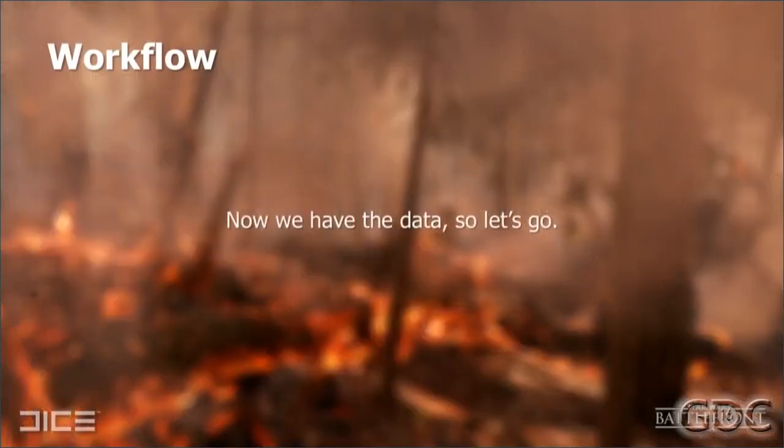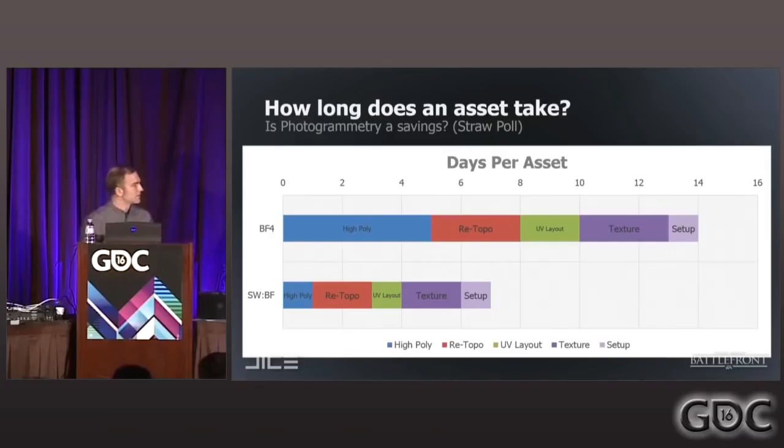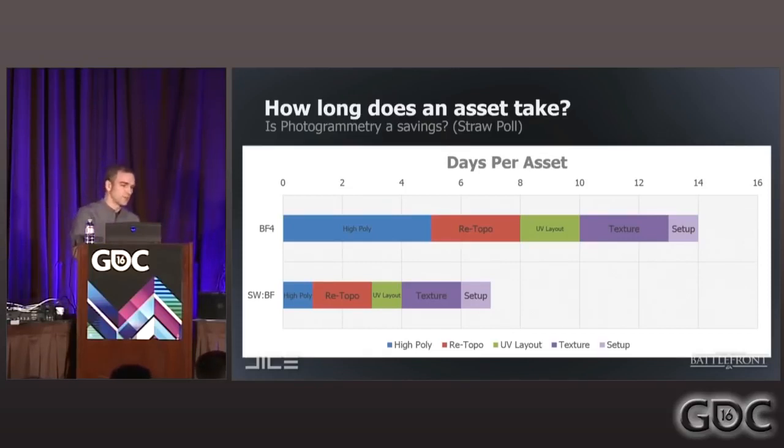So, workflow. We've got the data now, so let's get to it. Before I get into the actual workflow itself, this was a question that came up during the early days of our photo scanning work. We're seeing these high quality assets, but there were a lot of people challenging us on the management level, saying, okay, but is this actually faster? What's the reality of this? I hear people saying that this takes twice as long, or this is 4 times as fast, or what is it? So we did a bit of a straw poll.